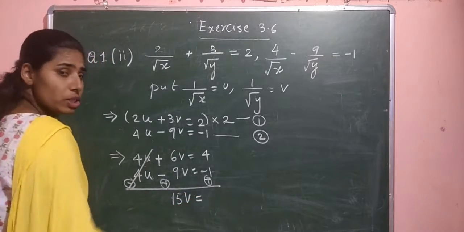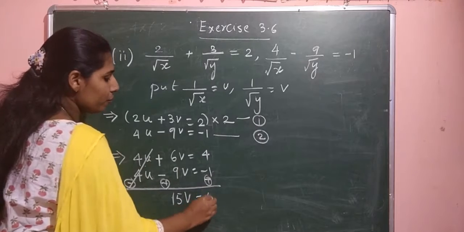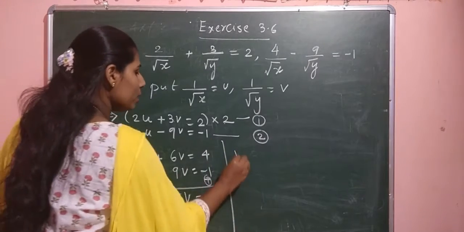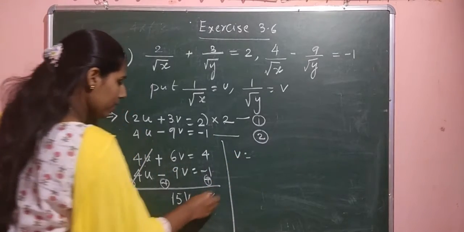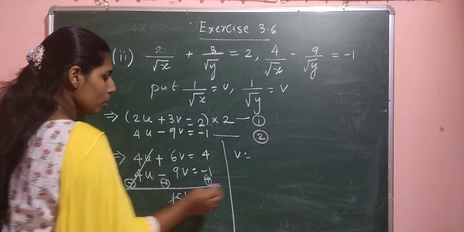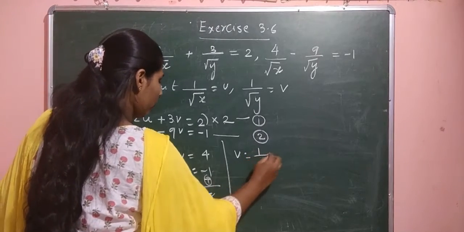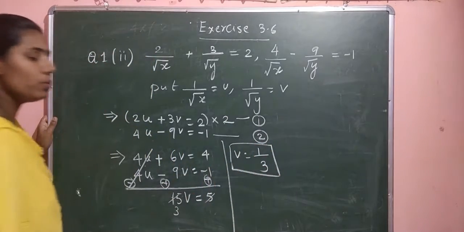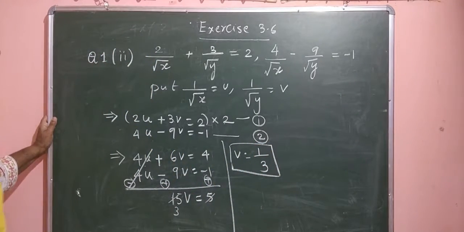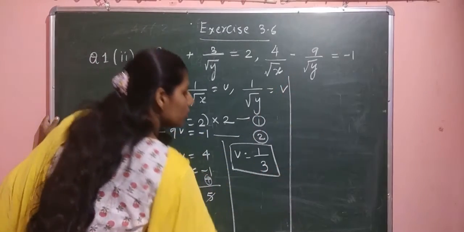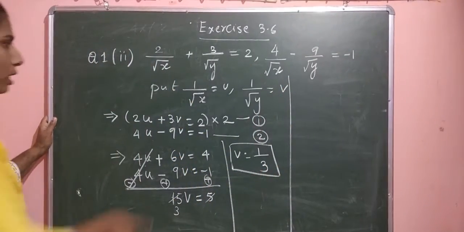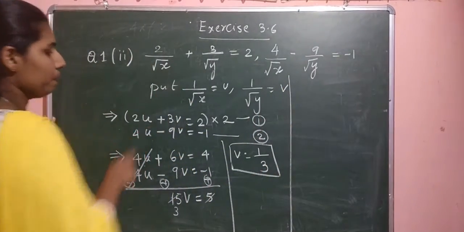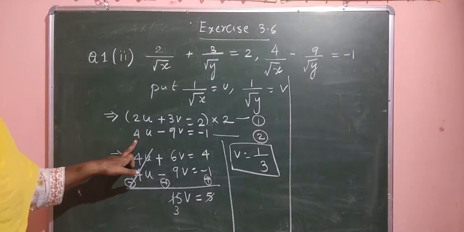v is equal to 4 plus 1, which will give you 5. So now the value of v will be nothing but 5, and this will go 3 times. So v will be nothing but 1 upon 3. So now we have got the value v is equal to 1 by 3. Now we will substitute the value of v in any of the equations. Right? So just let me put it here.